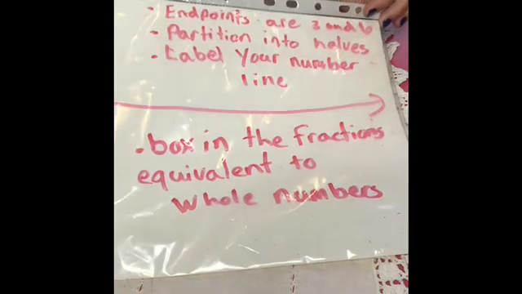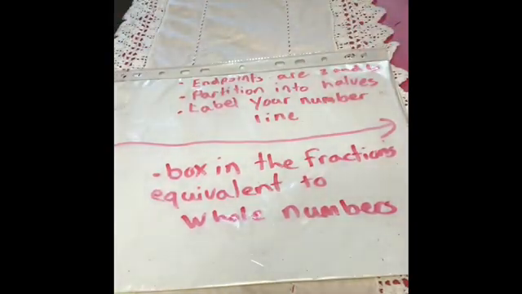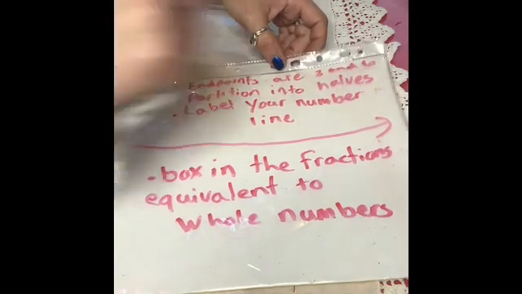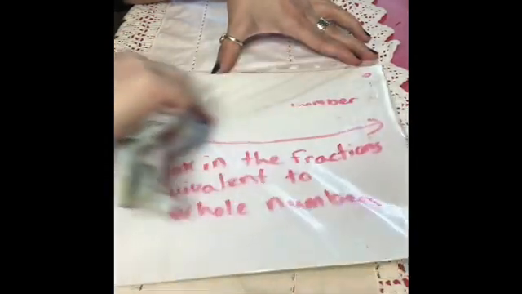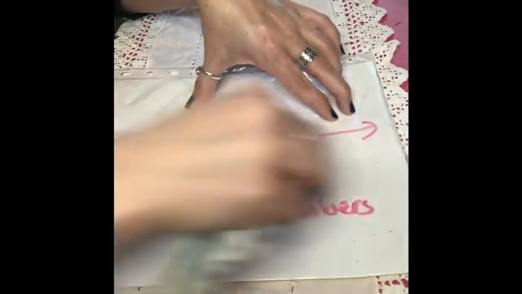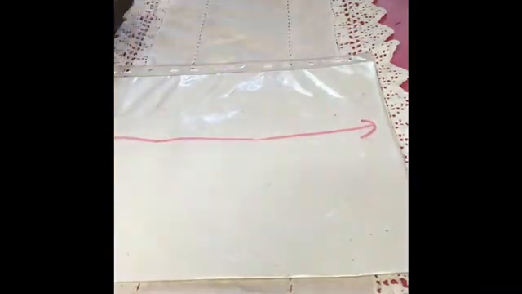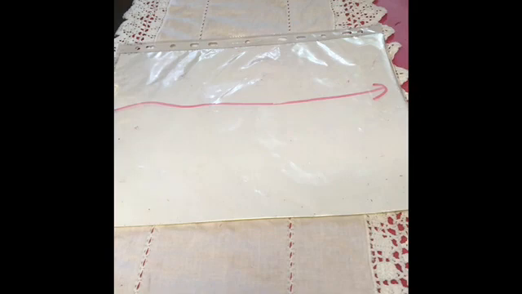Okay, go ahead and pause the video and work on a number line with endpoints 3 and 6, partitioned into halves, everything labeled, and a box around the fractions that are equivalent to your whole numbers. Go. Okay, third graders. If you're not done, keep the video paused. If you are done, check your work to mine.